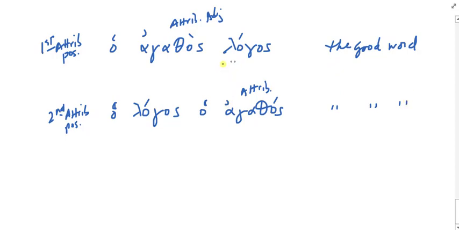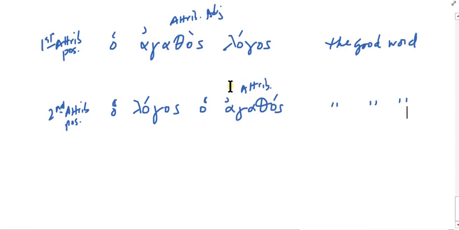All right. So when the attributive adjective is before the noun, you just have one article and the adjective sandwiched in between the article and the noun. If it's second, then you're going to see the article repeated twice here. The noun, the adjective. All right? So those are the two main ways you're going to see this.